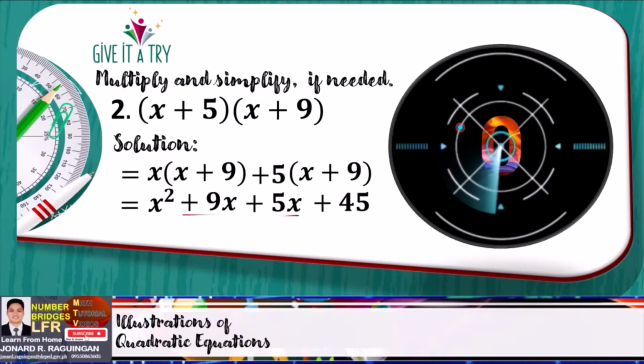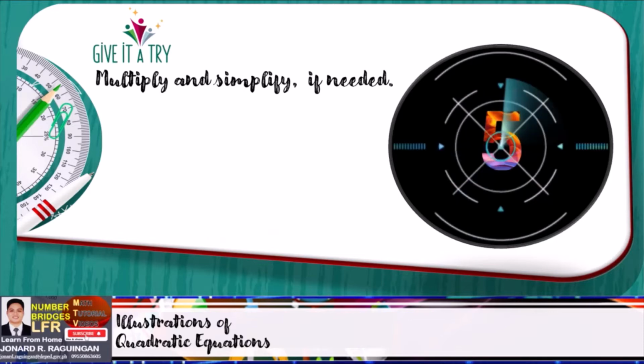Then, combine similar terms. That is, copy x squared, 9x plus 5x is equal to 14x, then copy 45. Therefore, the product of x plus 5 times x plus 9 is x squared plus 14x plus 45. Did you get the same answer? Very good! For number 3, we have the quantity of 2x minus 1 times the quantity of x plus 3. You have 5 seconds to answer that. Your time starts now.